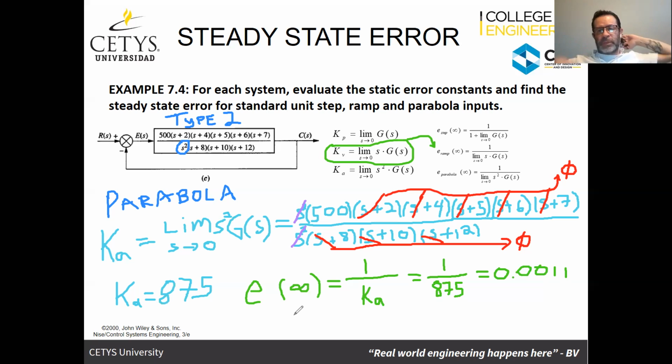So what's the takeaway from this? By adding the s's in the denominator, and this is actually the way the PID controller works, by adding or incrementing the type of system, we're increasing the type. Adding an S means I'm adding a pole located at the origin. Ideally, that's what's called an ideal integrator.